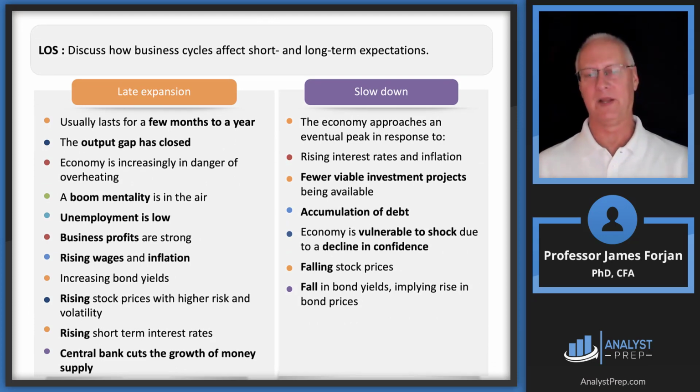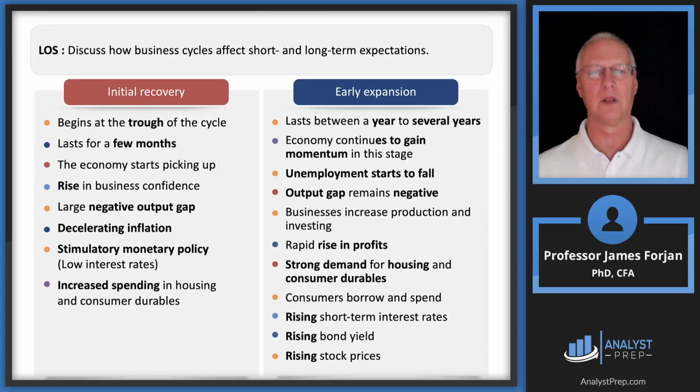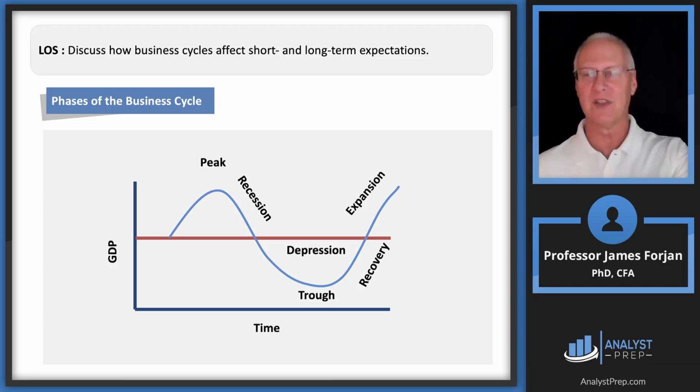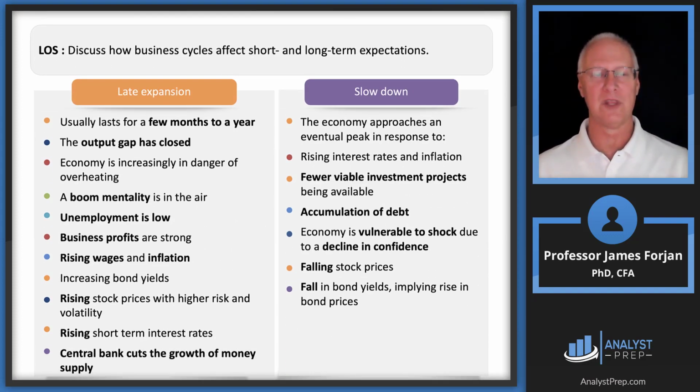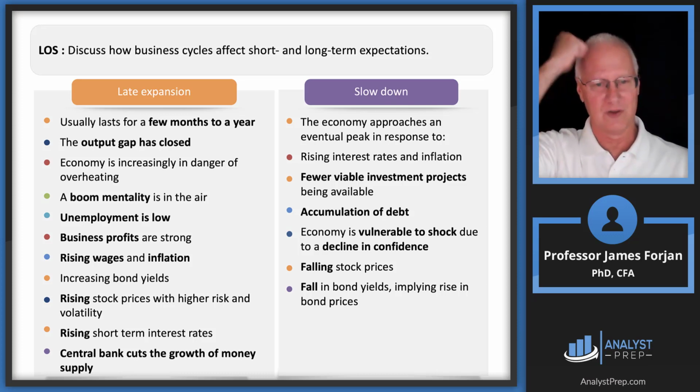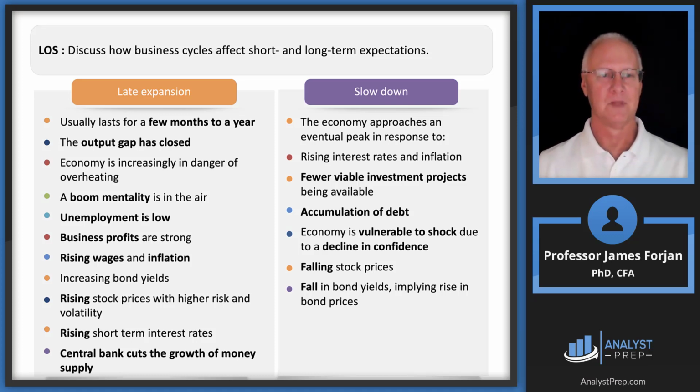All right, how about late expansion? So there's another time frame there. Output gap is closed, no doubt about it. That's probably the key there, that output gap is closed. This is going to tell us that we're in late expansion, that we're probably nearing the peak, right? Boom mentality is in the air. So let's knock ourselves on the head and ask, are we getting ready to hit a bubble? Unemployment is low, profits are strong, wages are rising, so more people have higher incomes, so that's probably going to lead to inflation, which of course leads to increasing bond yields.